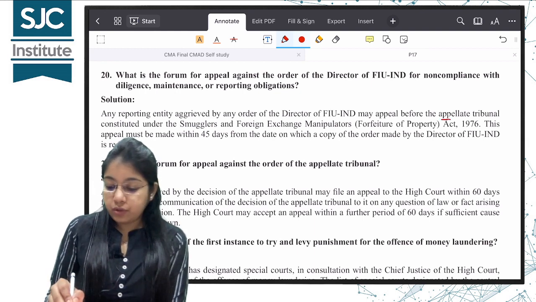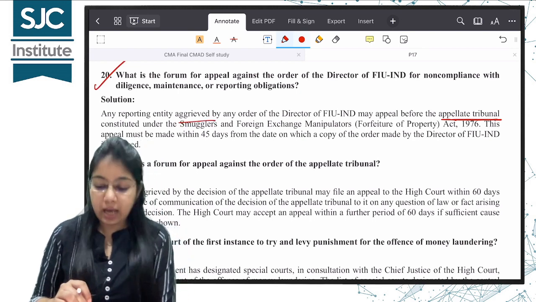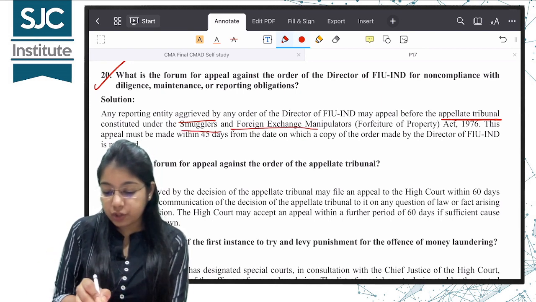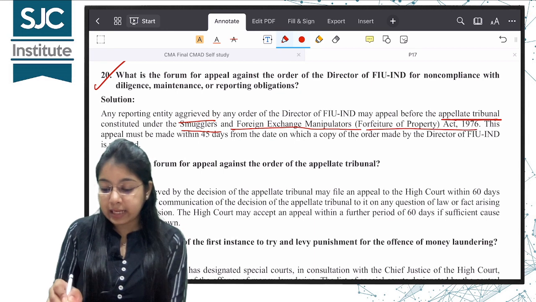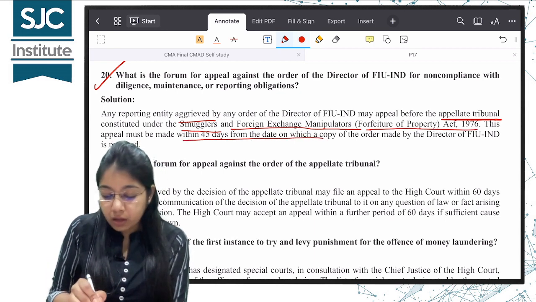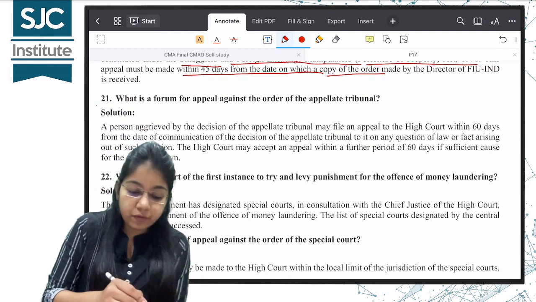They may appeal to the appellate tribunal. Any aggrieved party may appeal to the appellate tribunal, which is constituted under the Smugglers and Foreign Exchange Manipulators Act 1976, within 45 days from the date of the order. And what is the forum for appeal against the order of the appellate tribunal?